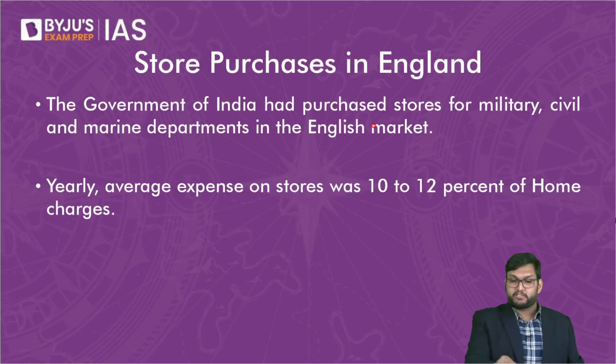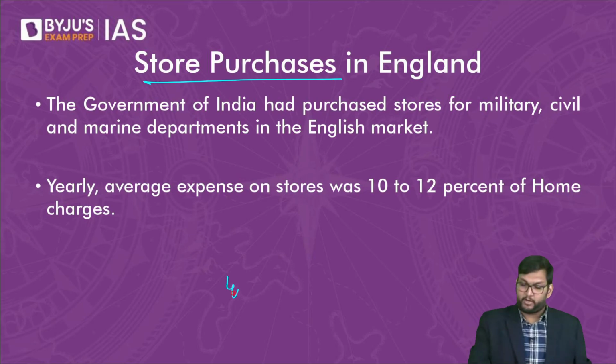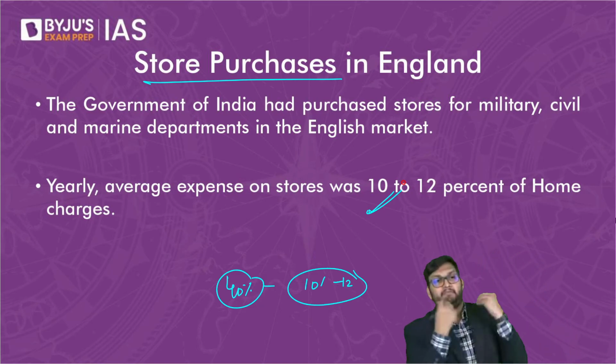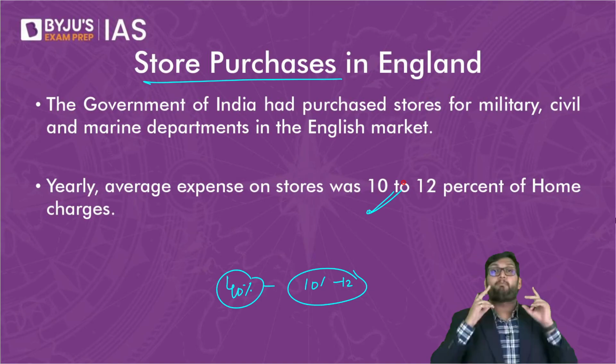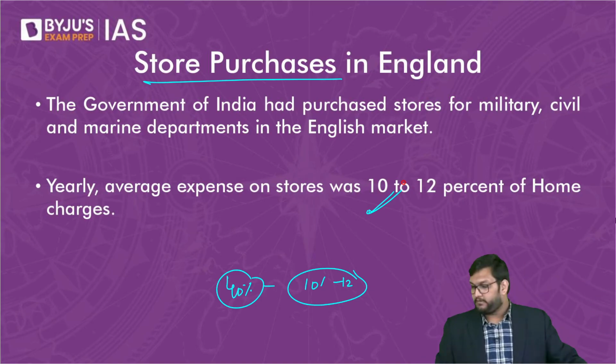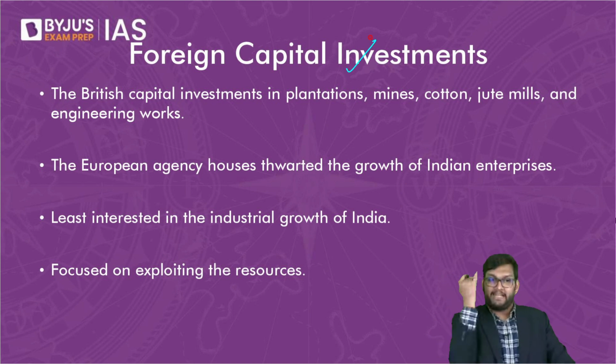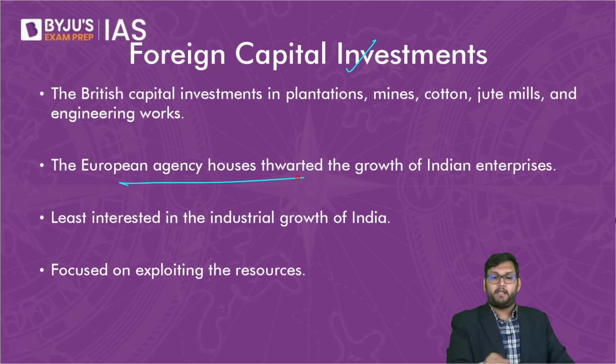And if you add to it store purchases, which is within this 40%, 10 to 12% was just buying stationery. Every military, civil, marine department, every department was obligated to buy in England and not in India. So basically, if you add all of these together, plus the foreign investment and the form of return on them, European houses getting return on that, the plantations, the mines, the cotton mills, everything was about exploitation. You technically get drain of wealth.